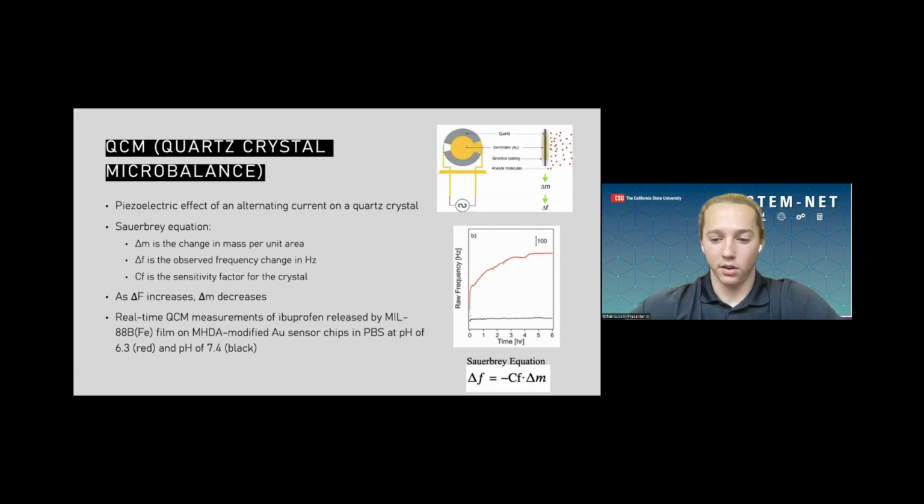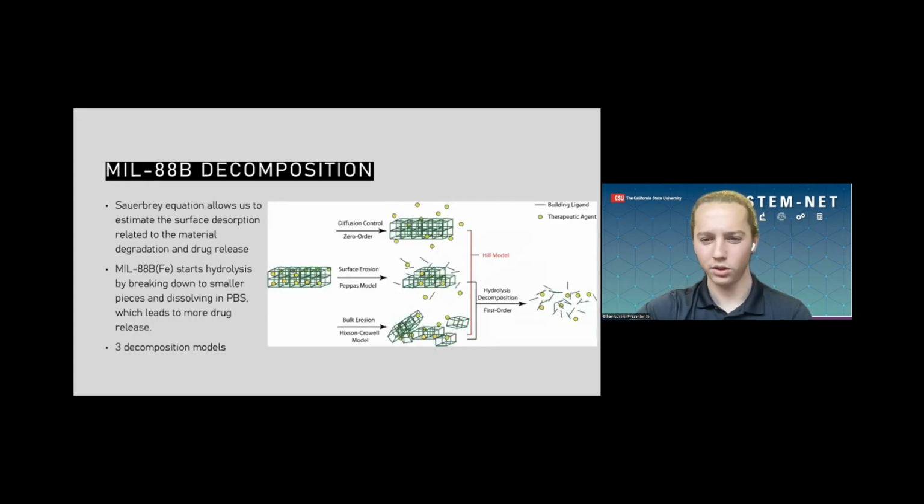The graph at right depicts a real-time QCM measurement of ibuprofen released by MIL88B at a pH of 6.3, that's the red one, and a pH of 7.4, that's the black one. At a pH of 6.3 in red, we can see that the frequency increase tells us that there is more mass lost at this lower pH. The data from QCM analysis after applying the Sauerbrey equation tells us the method of degradation of MIL88B in the chemical environment in which we are testing.